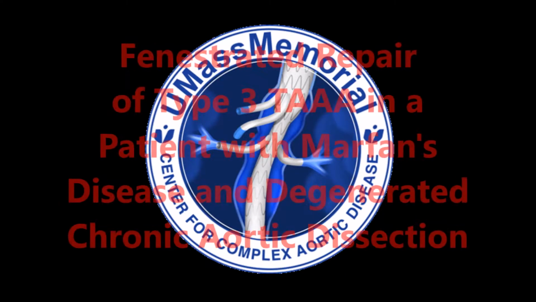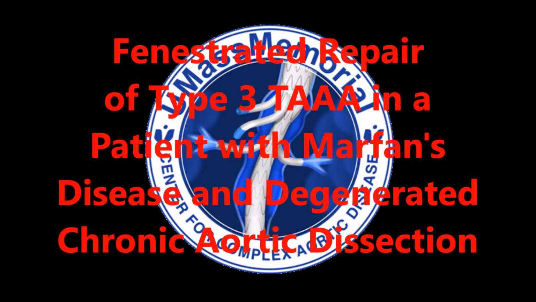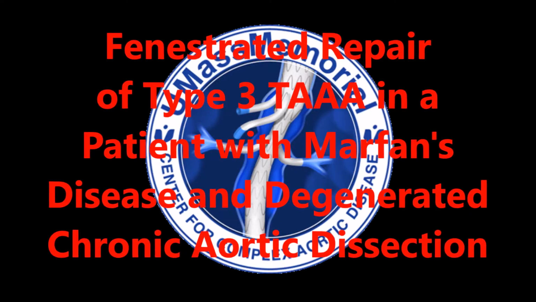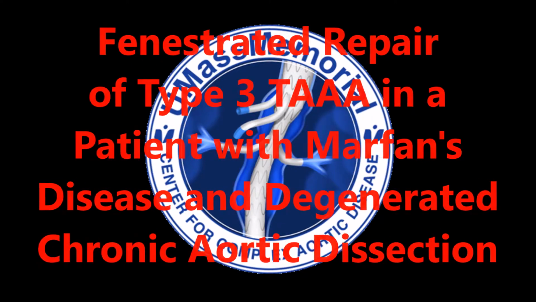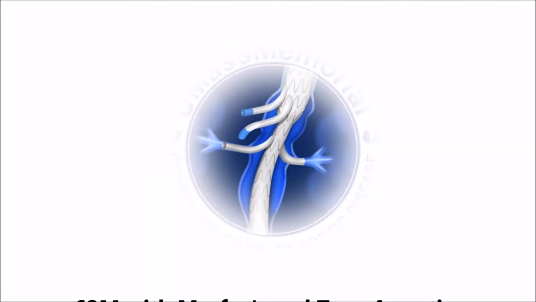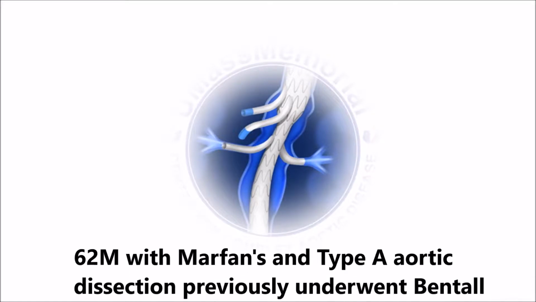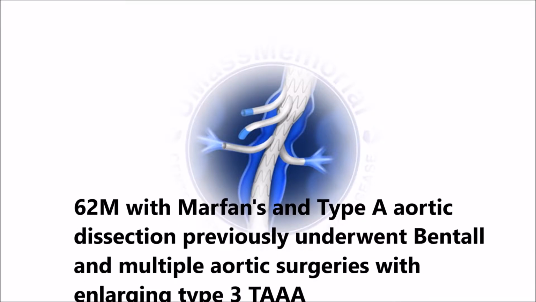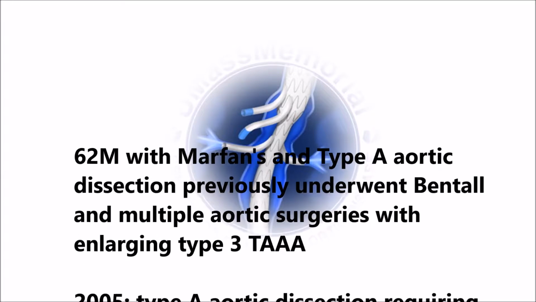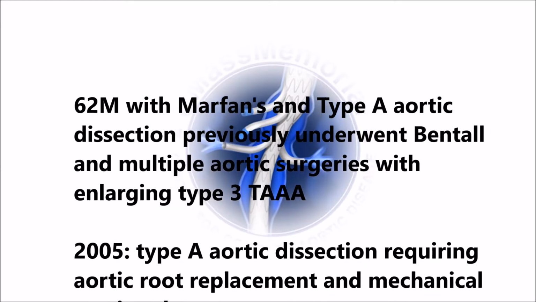Today we are presenting a fenestrated repair of a type 3 thoracoabdominal aortic aneurysm in a patient with Marfan's disease and a degenerated chronic aortic dissection. PR is a 62-year-old male with Marfan's disease and a history of a type A aortic dissection who was referred with an enlarging type 3 thoracoabdominal aortic aneurysm.